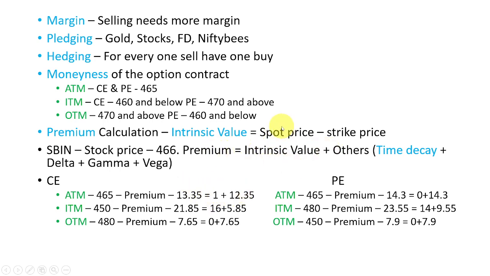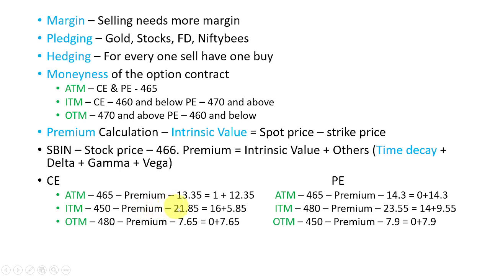Here intrinsic value is spot price minus strike price. Spot price was 466 and strike price is 465. So 466 minus 465, which is 1. 1 plus others. In these others, time decay will be the major chunk. So suppose on Jan 27, if the market had ended at 466 only, then this 465 call option would have ended at 1 rupee from 13.35. This 12.35 would have eroded and decayed and it would have become zero. As I have told in the previous videos, Thanos snap, all these things because of time decay, this would have become zero. That is what I'm trying to say here.